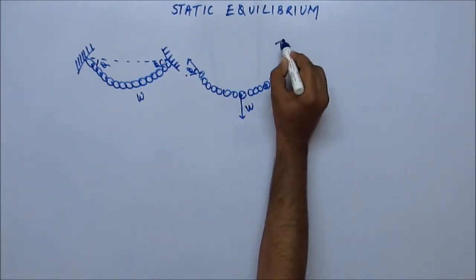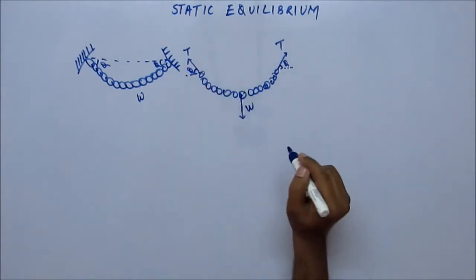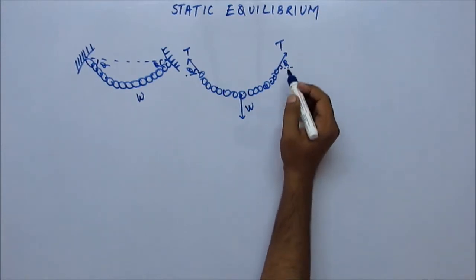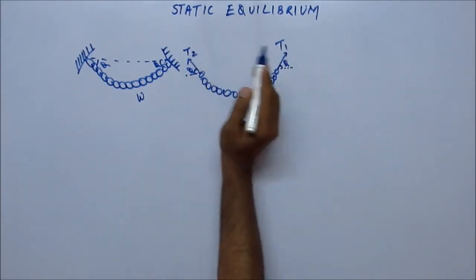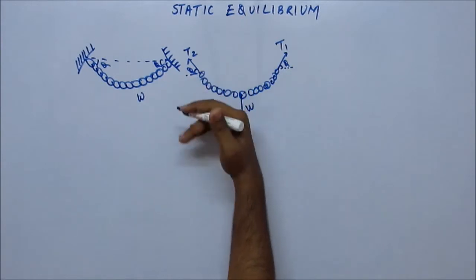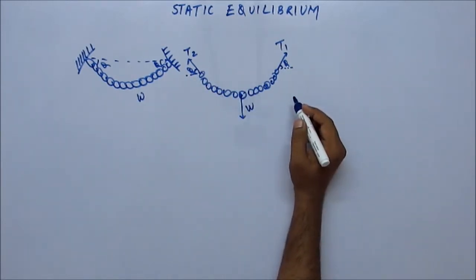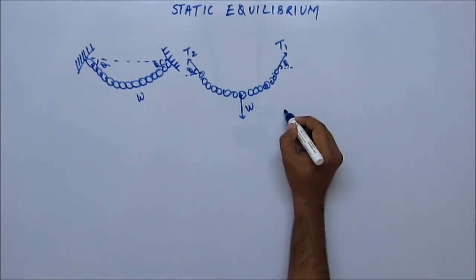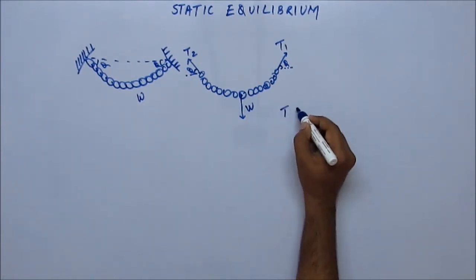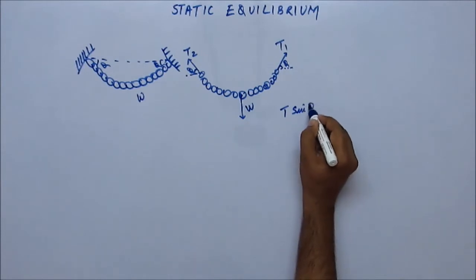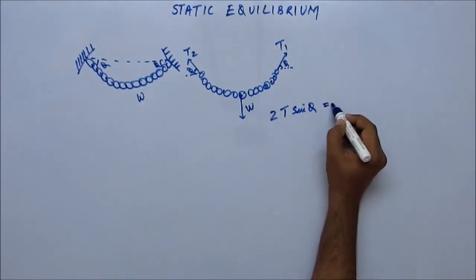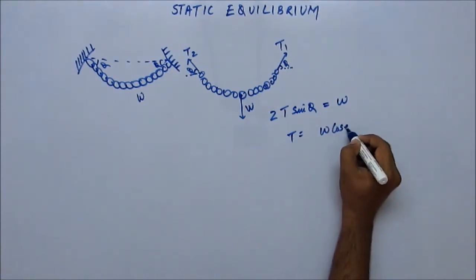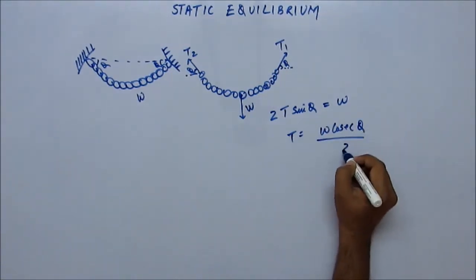The tension at both the terminals has to be the same, because from the horizontal equation of equilibrium you can see if this is T1 and this is T2, T1 cos theta will be same as T2 cos theta for horizontal equilibrium condition. So T1 has to be equal to T2. Now writing the vertical equilibrium condition, we have 2T sin theta is equal to W. From here we get T as W cosec theta by 2.